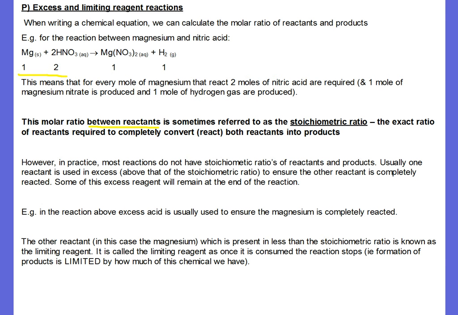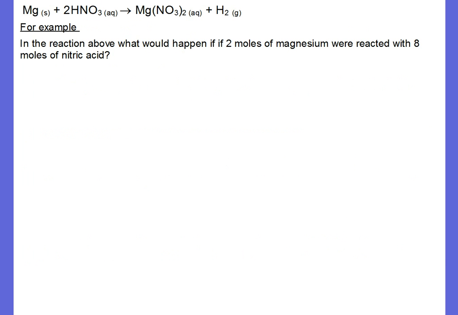So for example, in this case, once the magnesium is all used up, the products are limited by how much magnesium there actually was, because once the magnesium is gone, no more magnesium nitrate and no more hydrogen gas can be produced. Let's look at this visually. So here's our reaction again, magnesium plus 2 nitric acids goes to magnesium nitrate plus hydrogen gas. And we're going to look in a minute at this question, what happens if you react 2 moles of magnesium with 8 moles of nitric acid?